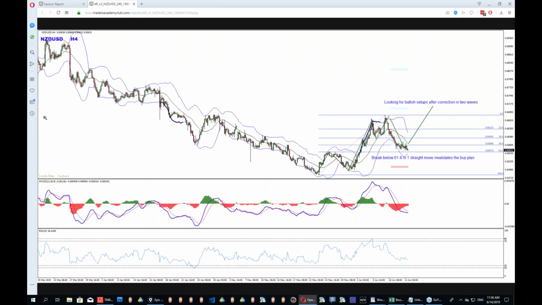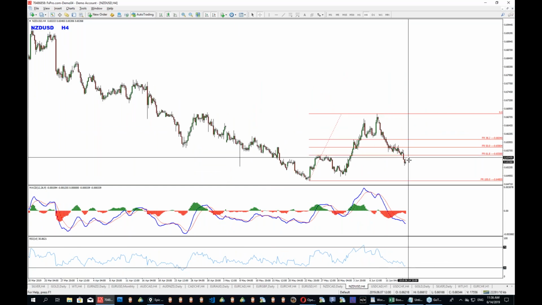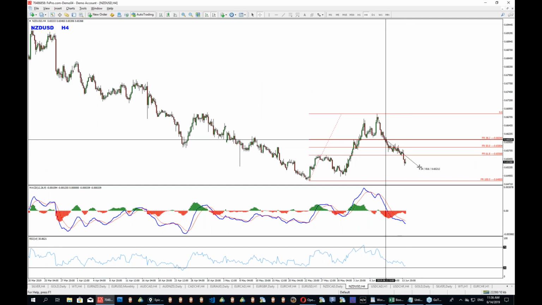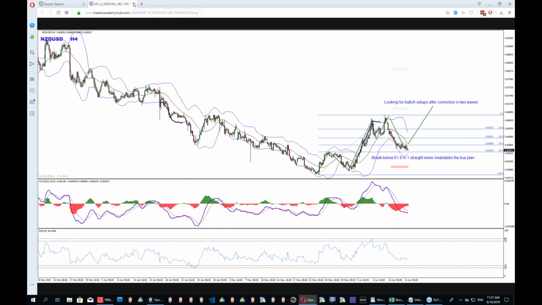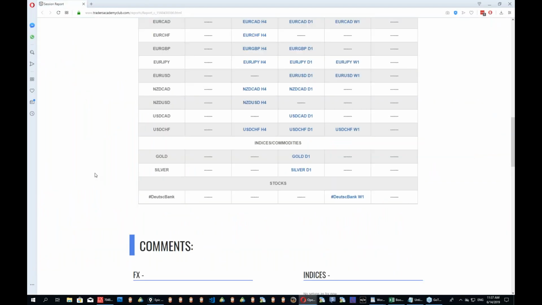Kiwi. Cycle, divergence, pullbacks, looking for buys as long as the price didn't break the 61.8 in a straight move. And unfortunately, this is exactly what happened here. The price did break below the 61.8 in a straight move. Okay, no reversals, no breakouts, no nothing for the buy. So this one would be removed now since once we start the next week reports. So that's a quick update here.